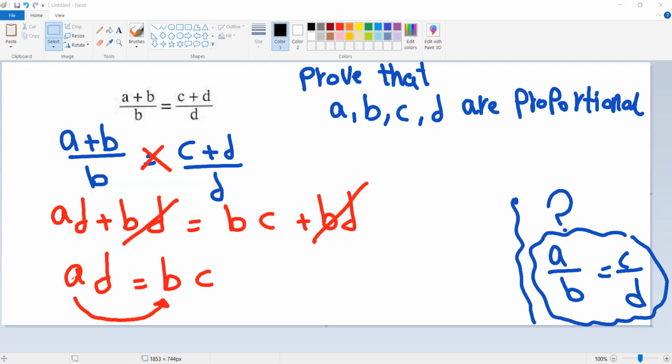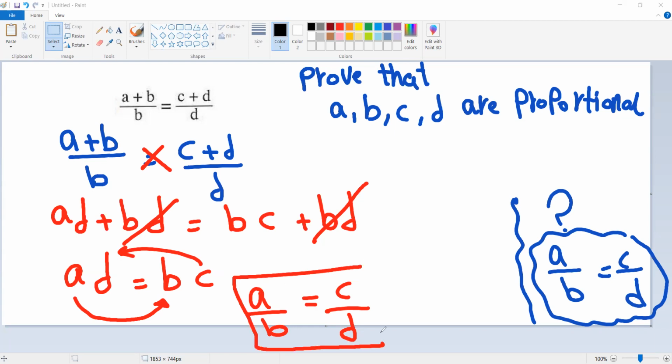Because we have two numbers multiplied and they are equal to b times c, a over b in this case is equal to c over d. That happens if A, B, C, and D are proportional. I managed to prove that A over B is equal to C over D. So they are proportional.